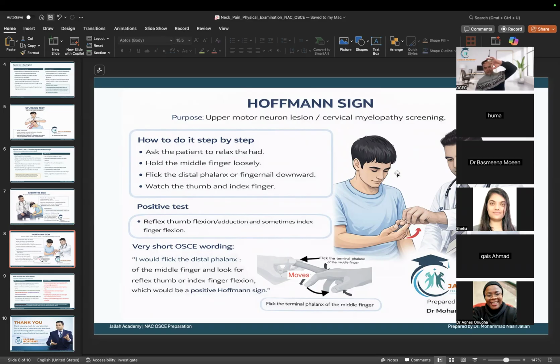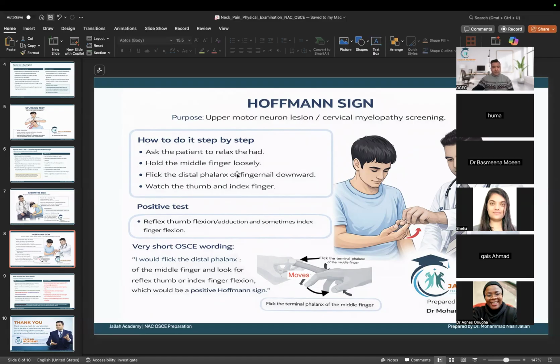They will go this way. Look, if I have a cervical myelopathy, if I do this, these two go together. They meet each other. If it is negative, I flick the middle finger and nothing happens. Why? Because I don't have cervical myelopathy. Let's say if I have cervical myelopathy, when I do this, they meet. Good. So this is how it's done.